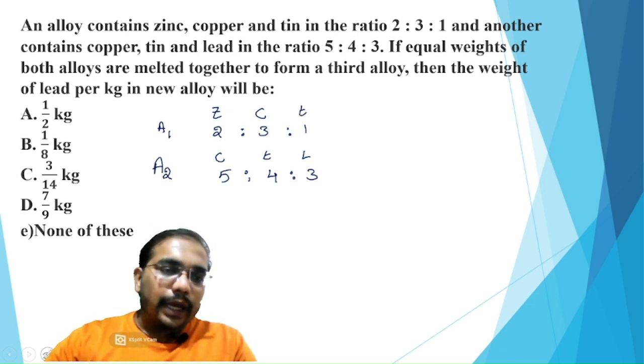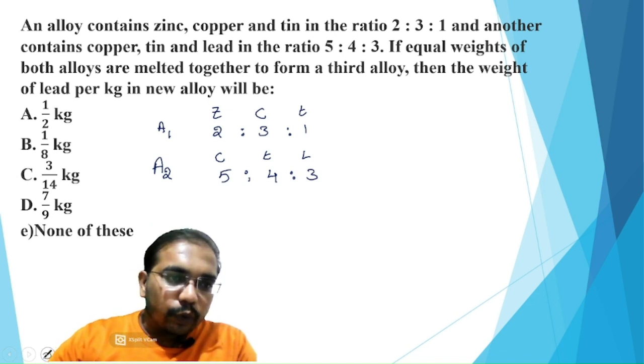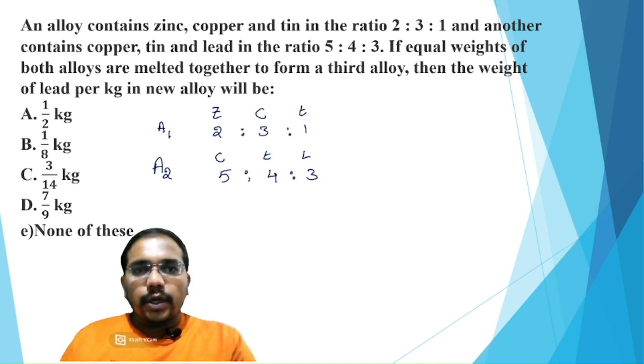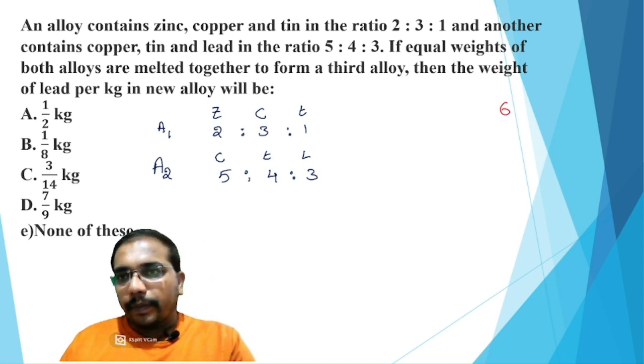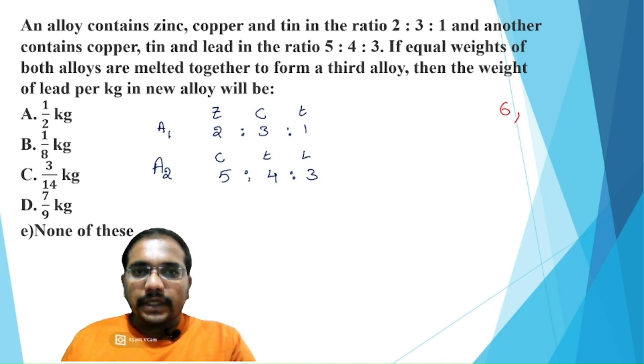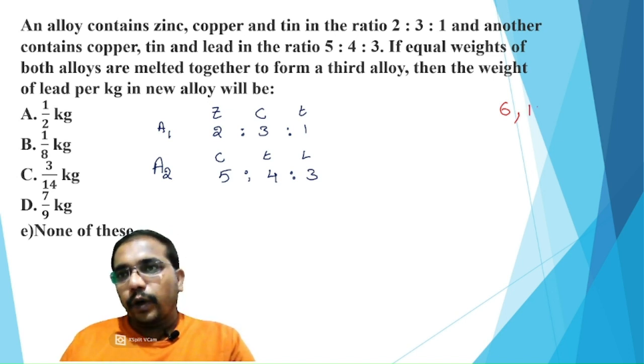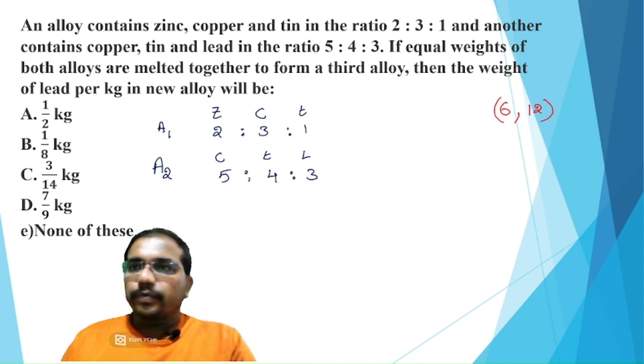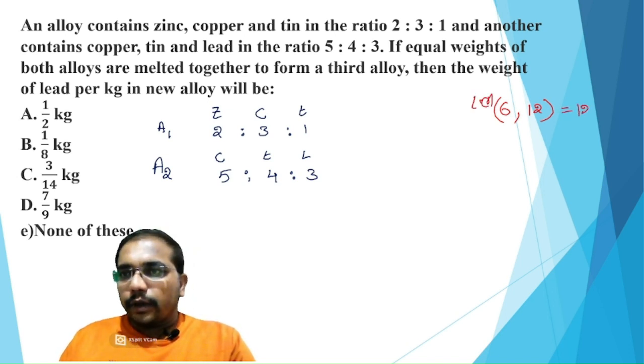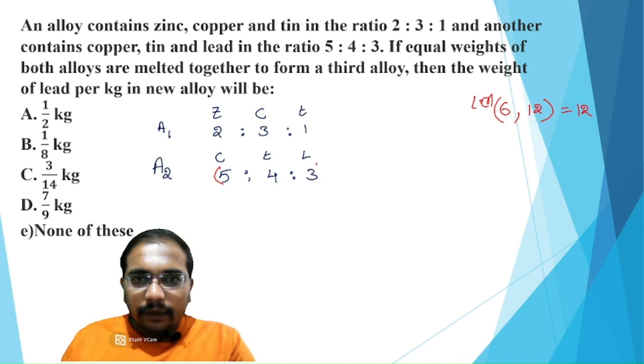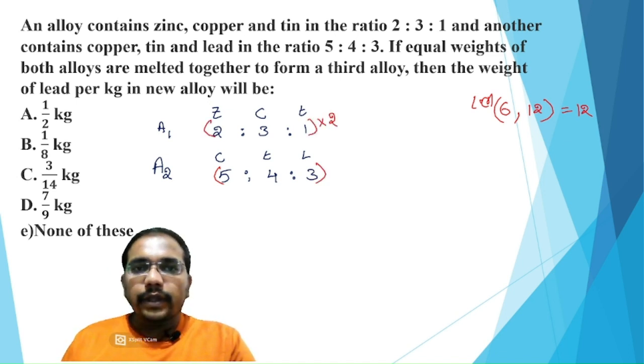Is it the same? Alloy 1 and alloy 2 total quantity is same or not same? Like the previous questions. 2 plus 3 plus 1, total how many parts? 6 parts. 5 plus 4 plus 3, total how many parts? 12 parts. Is it same? No. You need to take the LCM. LCM is how much value? 12. That means it is already 12. I am making this one also 12 by multiplying with 2.